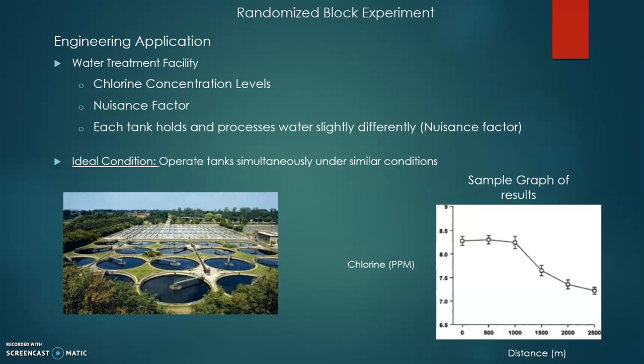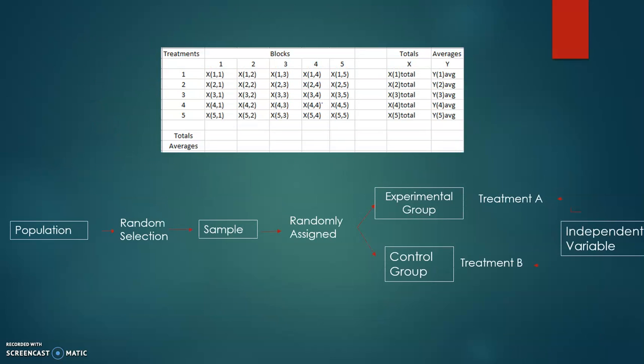On the bottom right is an example of the graph we might see of the chlorine levels we'd find at the plant. Here's what a table of values would look like that could then be analyzed, as well as a systematic block diagram depicting the process. A key thing to note is how one group is controlled while the other is experimental. Both are being subjected to similar conditions, except one tank is analyzed at higher temperatures.